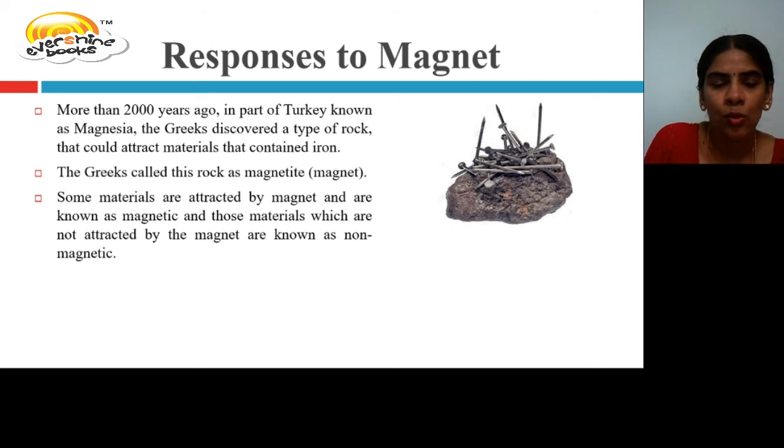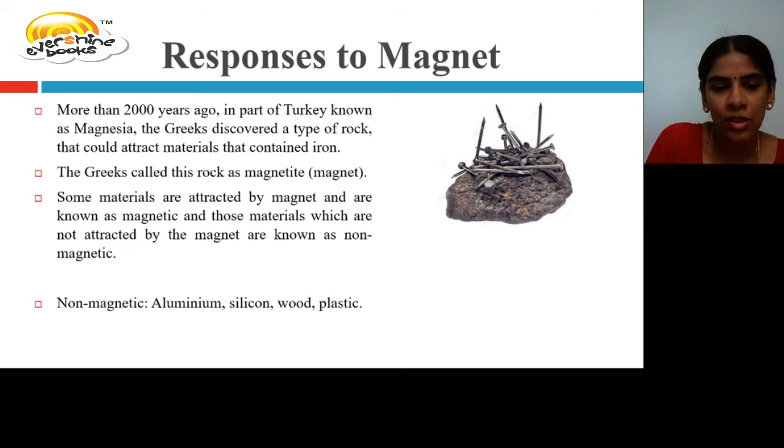Some materials which are attracted by the magnet are known as magnetic materials. Those materials which are not attracted by the magnet are known as non-magnetic materials. Non-magnetic materials include aluminium, silicon, wood, plastic. Magnetic materials include iron, nickel, and cobalt.